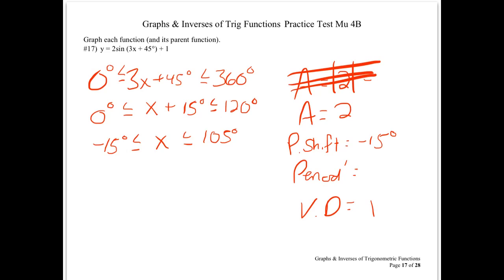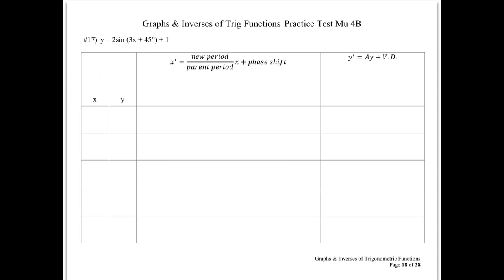My new period, I take the end of my period minus the beginning. Subtracting a negative is like adding a positive. I get a period of 120 degrees. I take that information and I plug that in here. My new period is 120. My parent was 360.